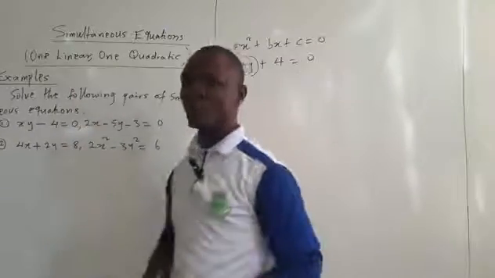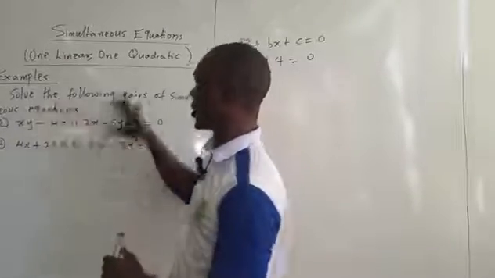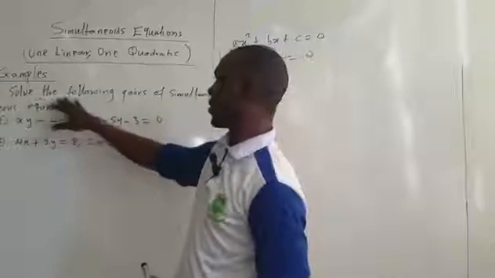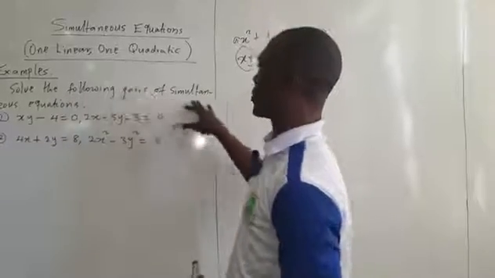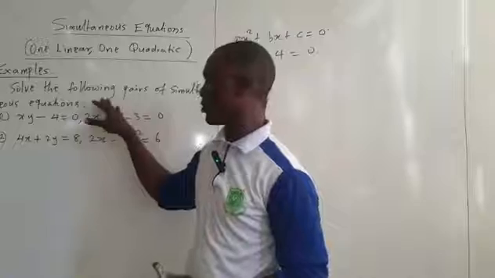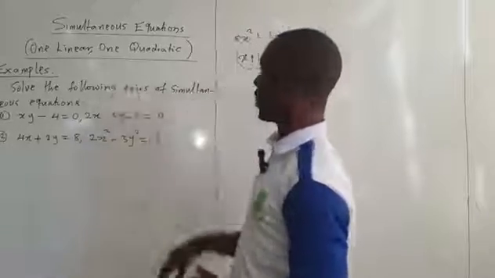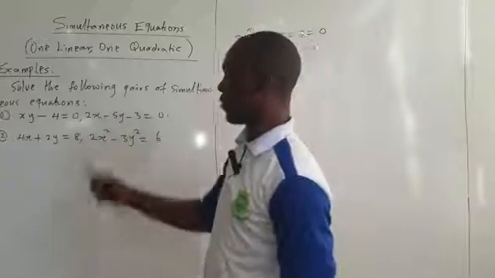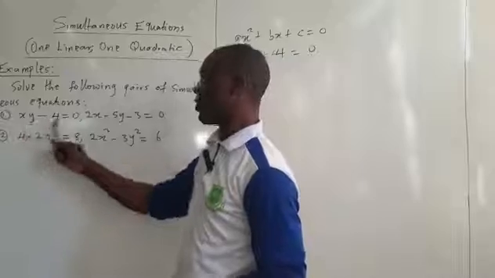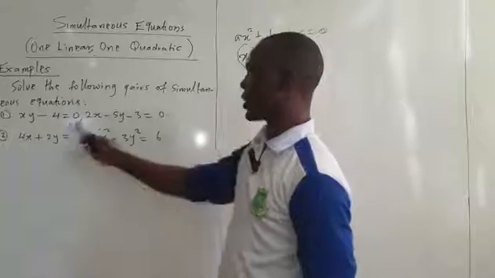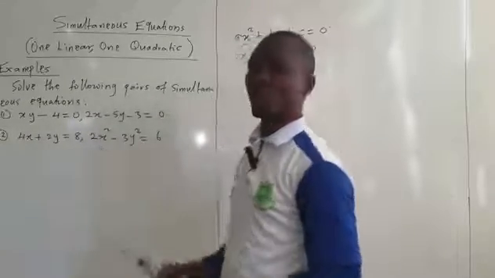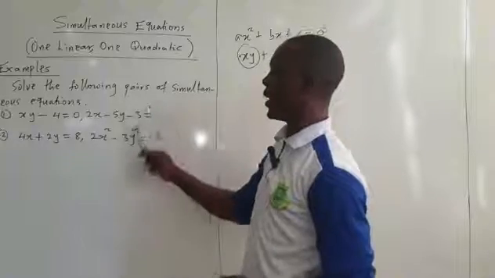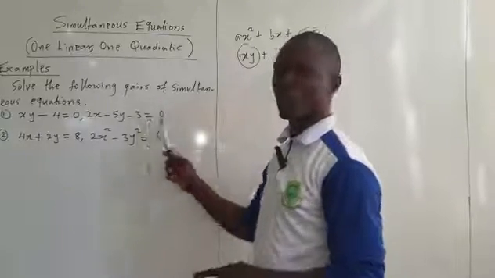The examples under this topic say: solve the following pairs of simultaneous equations. So the first one, we have xy minus 4 equals 0. So that's one of the equations. Then the second equation is 2x minus 5y minus 3 equals 0.